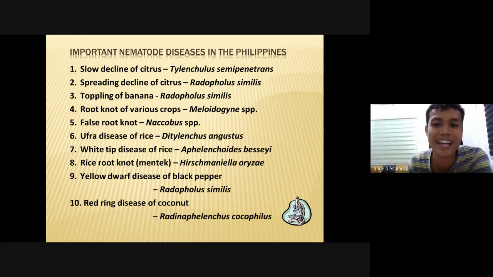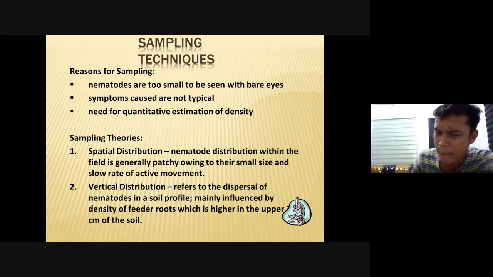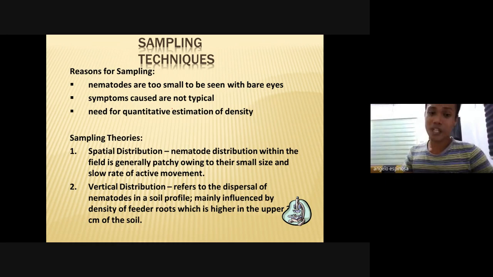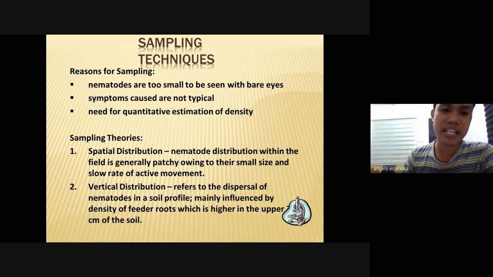Okay. Next, what are the sampling techniques? The reasons for sampling: the nematodes are too small to be seen with the bare eye. It is really hard to see parasitic nematodes, but other nematodes, like worms, can be seen with the naked eye. Symptoms caused are not typical, because the reaction of symptoms is late. And then the need for quantitative estimation of density. How many were infected with these symptoms, so we can know it is infected by nematodes. That's a reason for sampling. Okay? What are the sampling theories?